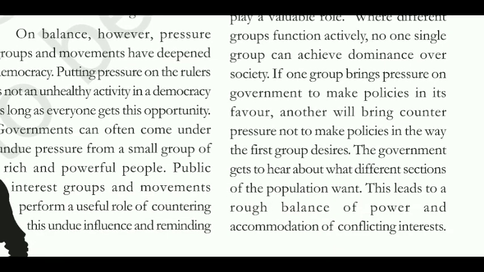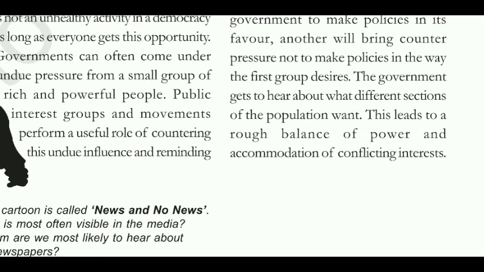If one group brings pressure on government to make policies in its favor, another will bring counter pressure not to make policies in the way the first group desires. The government gets to hear about what different sections of the population want. This leads to a rough balance of power and accommodation of conflicting interests.